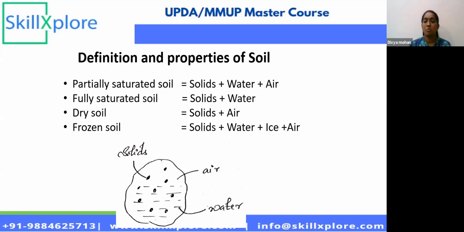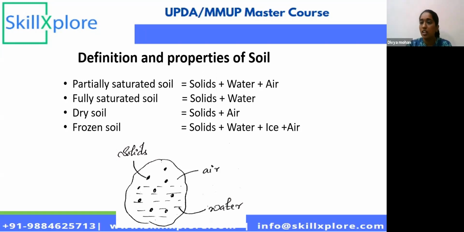Dry soil is devoid of water, and it is comprised only of solids and air. Frozen soil has another phase of water, which is ice: the outermost layer of water is frozen, and ice particles form in some types of soils. This frozen soil has 4 phases. The partially saturated soil has only 3 phases, while fully saturated and dry soil have 2 phases.